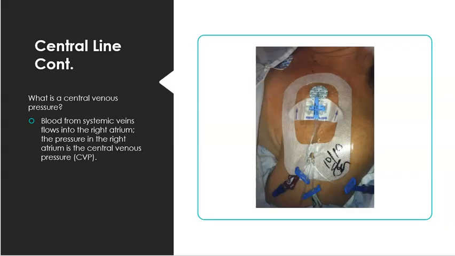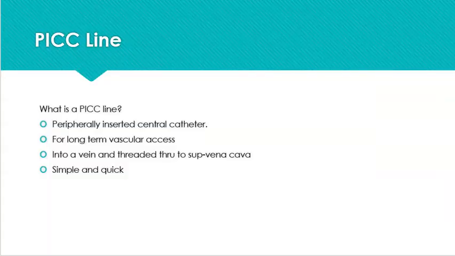The pressure of the right atrium is the central venous pressure. So a PICC line, which is pretty common, is a peripherally inserted central catheter for long-term vascular access into a vein, inserted through the superior vena cava. And it's simple and quick.